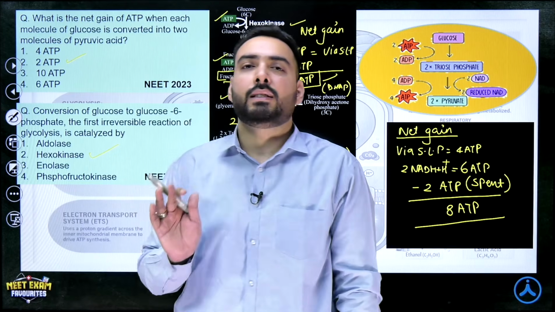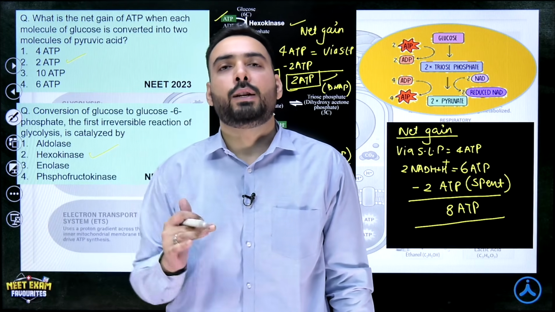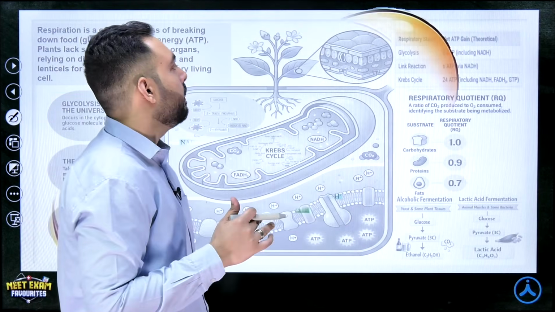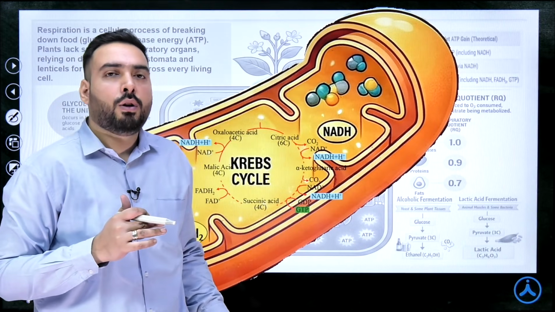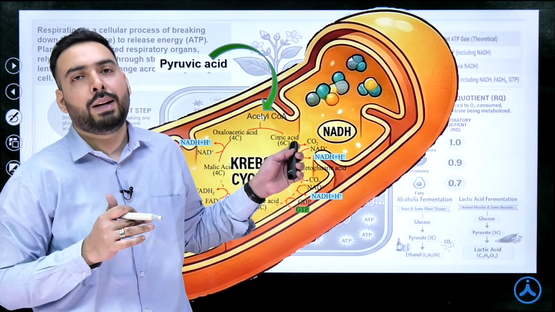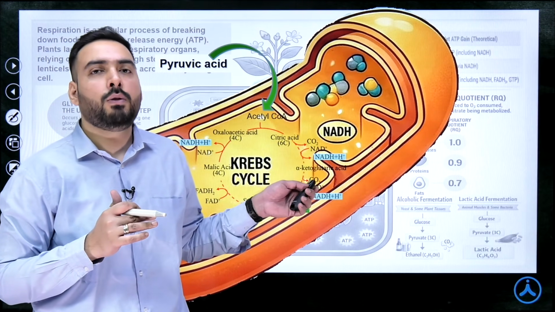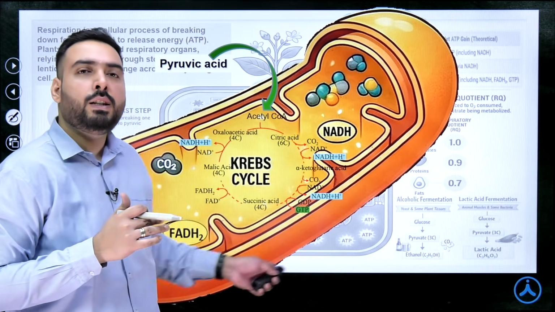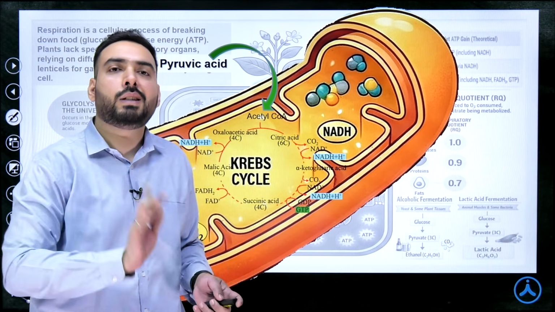So the next pathway in this line is when pyruvic acid is sent into the mitochondria, and that will now take place in the mitochondria. For this purpose, pyruvic acid is sent into the mitochondria and it is converted into acetyl coenzyme A, which is a 2-carbon compound, and then acetyl coenzyme A enters into the main pathway of aerobic respiration known as Krebs cycle.